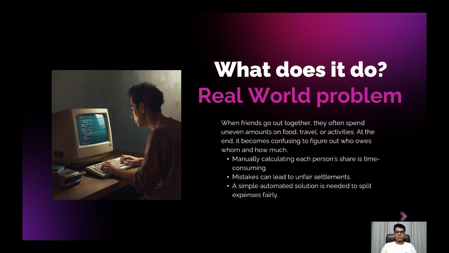Firstly, the foremost question that comes is, what does it do and which real world problem does it solve? Take an example: when friends go out together, they often spend uneven amounts on food, travel, or activities. At the end, it might become confusing and may lead to calculation mistakes while calculating who pays whom and how much, because no one paid equal to their fair share. A simple automated solution is needed to split expenses fairly, which my code does.